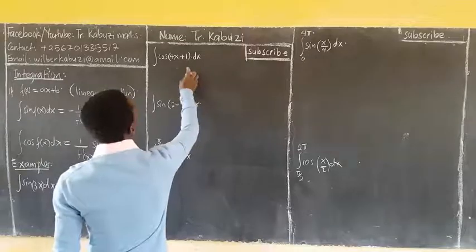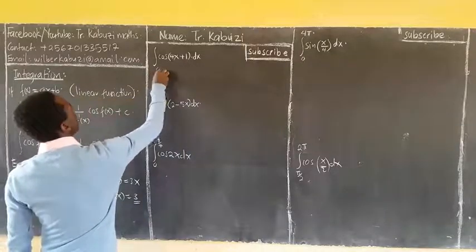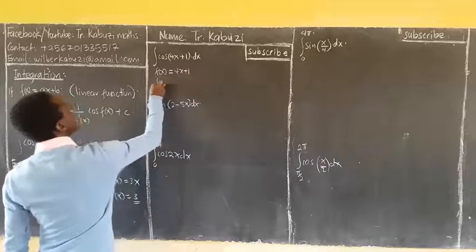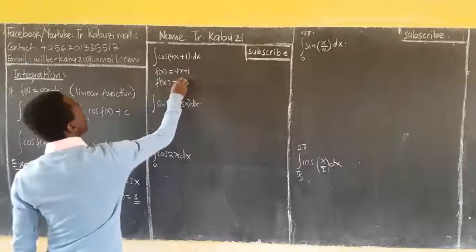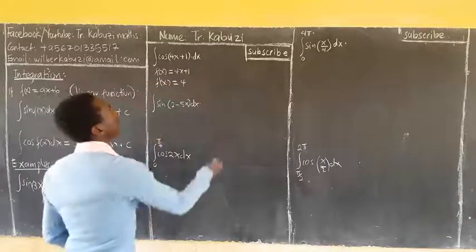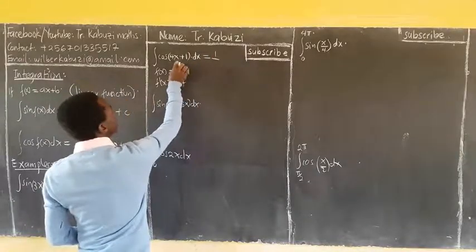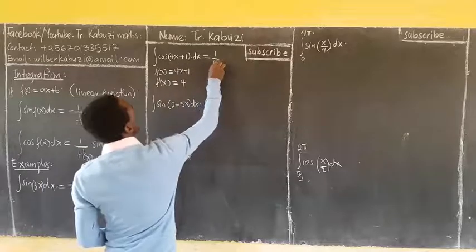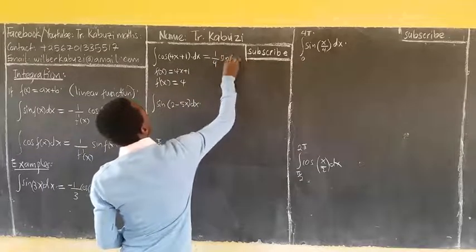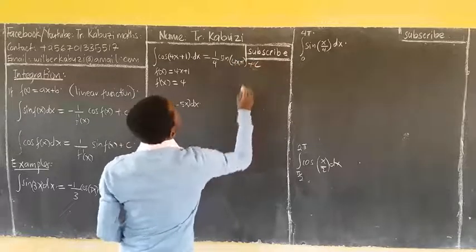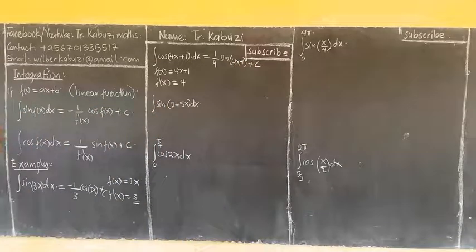Now look at this one: the angle is 4x plus 1. Its derivative is 4. Because it's a cos, it's 1 over the derivative of this, which is 4. Then sine of the angle, 4x plus 1, plus a constant of integration.